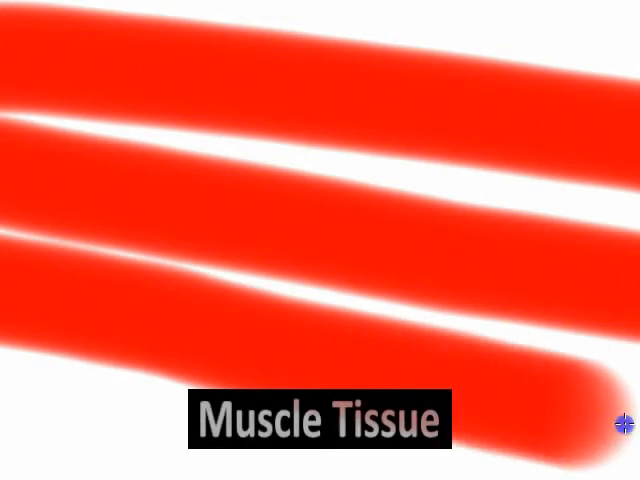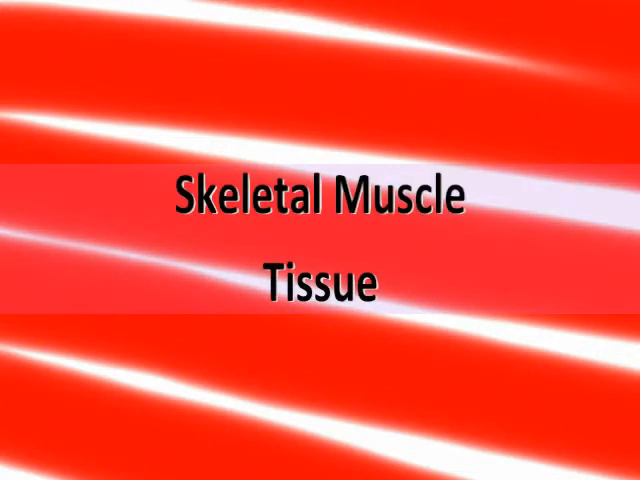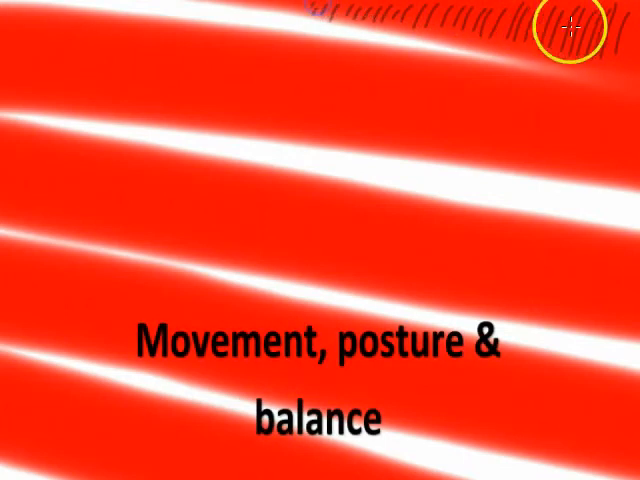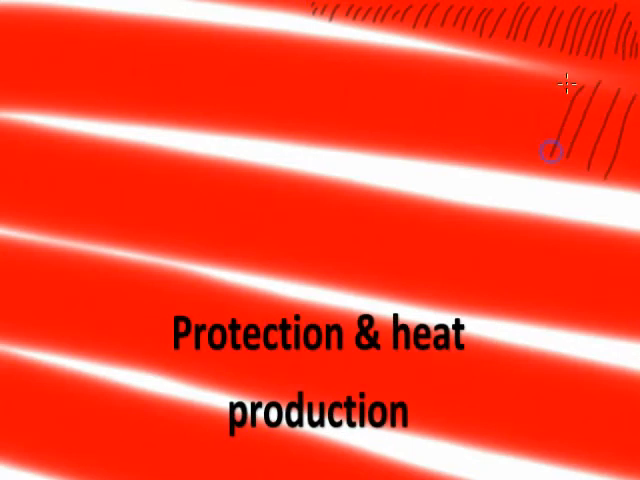In this podcast, I'm going to review muscle tissue histology, including skeletal, cardiac, and smooth muscle. Our first muscle tissue is skeletal muscle. This muscle tissue carries out voluntary muscle contraction, which means that it's under conscious control, which functions in movement, helps maintain posture and balance, protection, as well as heat production through its contraction.